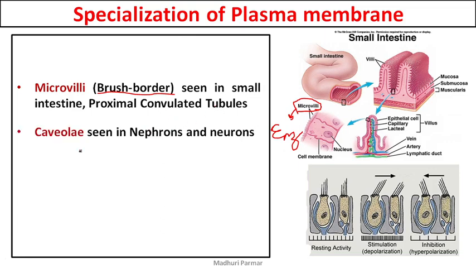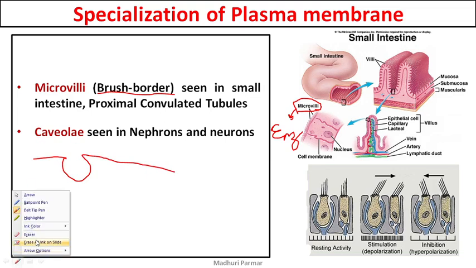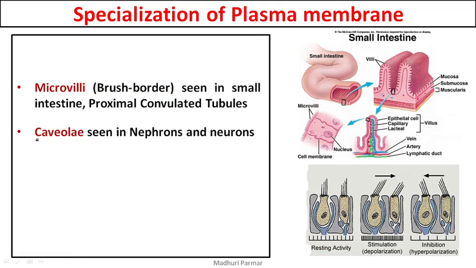Then caveolae are seen in nephrons and neurons. Caveolae are nothing but cavities. You will have such a cavity on the cell membrane, and this can be used for multiple purposes. These are not to be studied in detail, so it is okay if we skip it. Just remember in case they ask, cave means like a den, so caveolae is some cave-like structure seen in the plasma membrane.